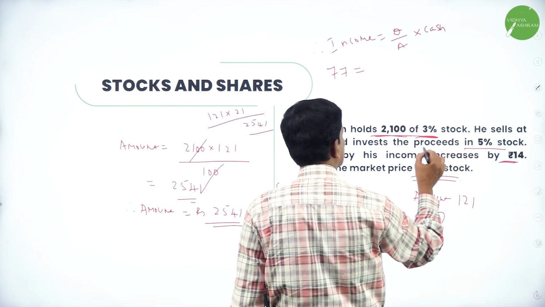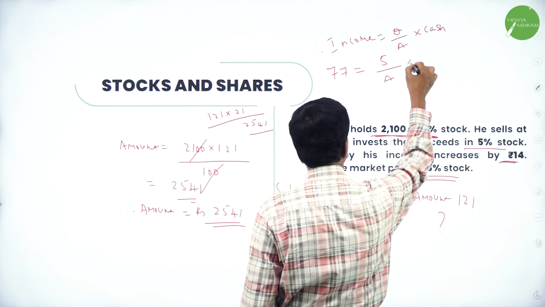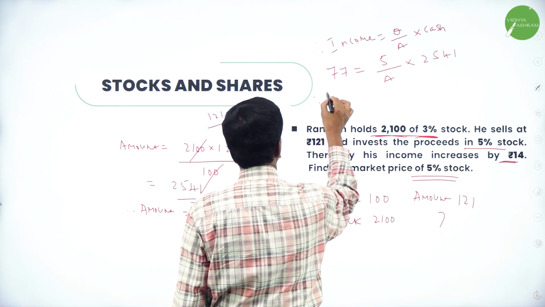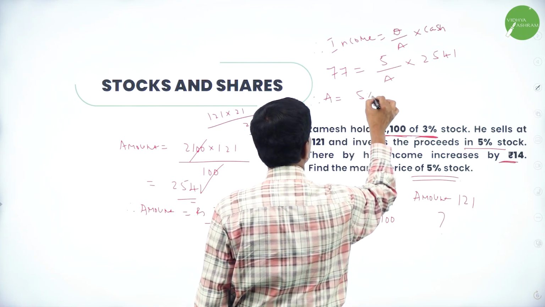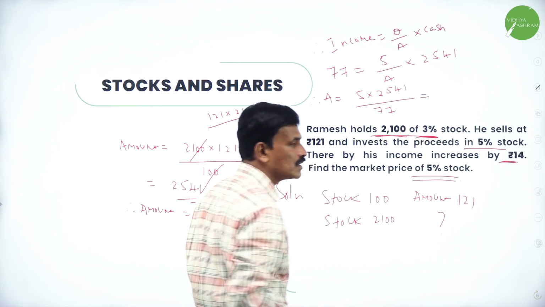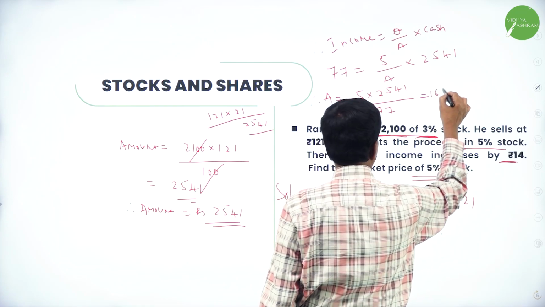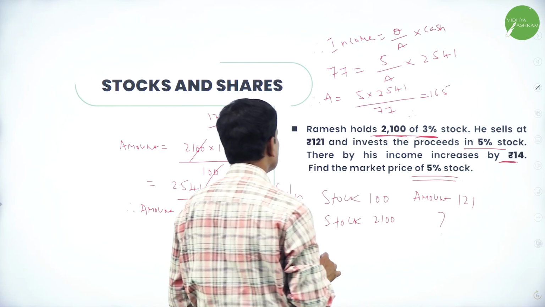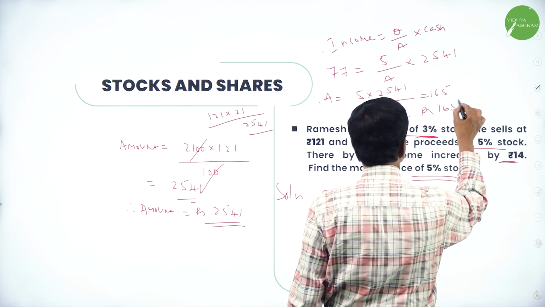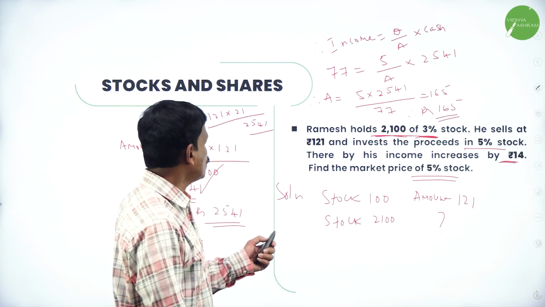That is in 5%. We invest the proceeds in 5% stock, so that is 5 divided by A into cash. What is the cash? 2,541. Now cross multiplying, A is equal to 5 into 2,541 divided by 77. Simplify this, and it is equal to 165. So the market price of 5% stock is rupees 165. That's it. This is how we are going to solve this problem. Hope you followed. Now move on to the next problem.